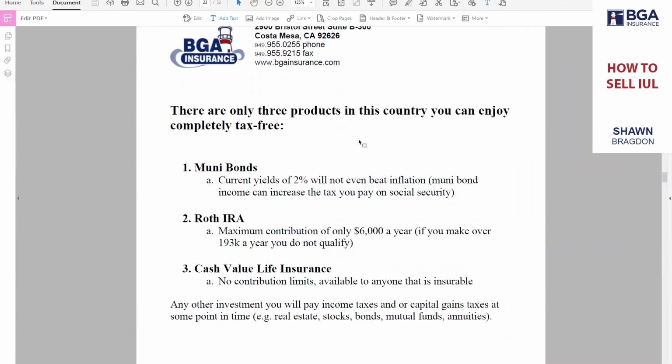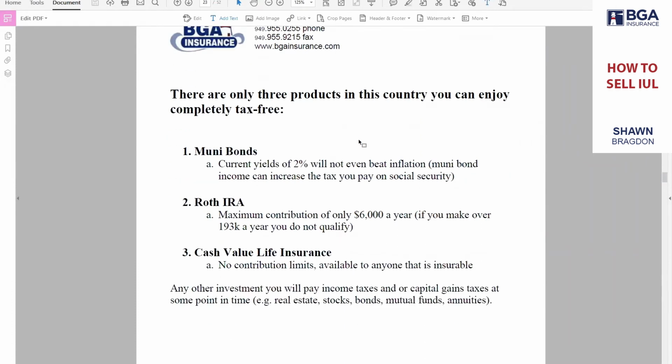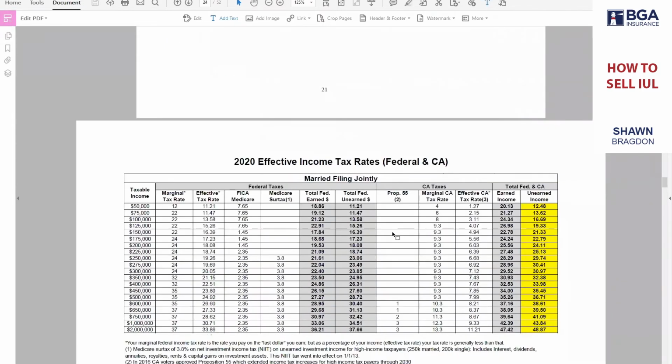There are only 3 products in this country you can enjoy completely tax-free. You got municipal bonds, which you might get lucky to get a 2% yield today, but keep in mind, muni bond income could require you to pay more tax on Social Security income. You got a Roth IRA option, but again, you can only put $6,000 a year into a Roth IRA, but if you make over $193,000, that's not even an option for you. And then, of course, cash value life insurance. There's no contribution limits. You can put in as much as you want into a cash value life insurance policy.